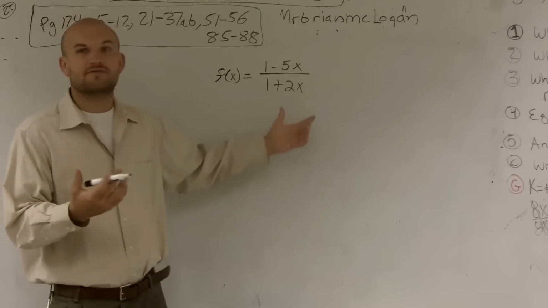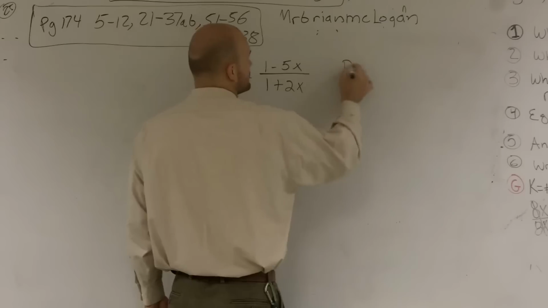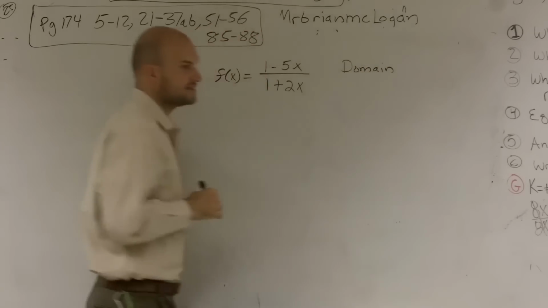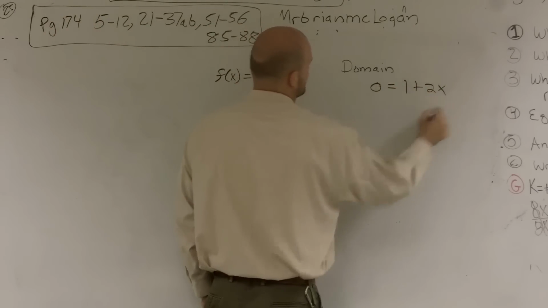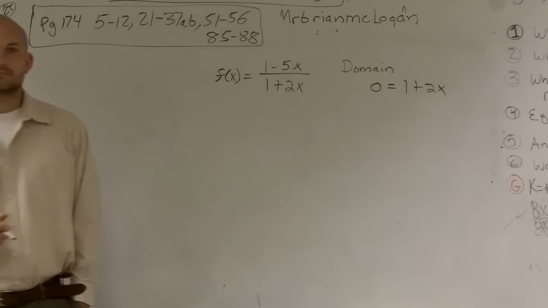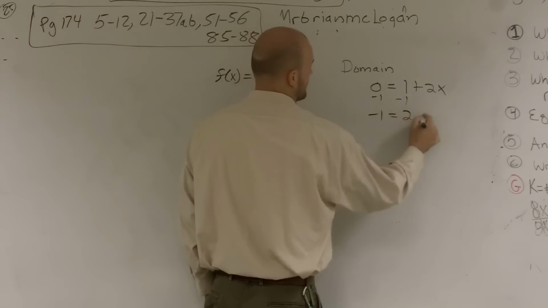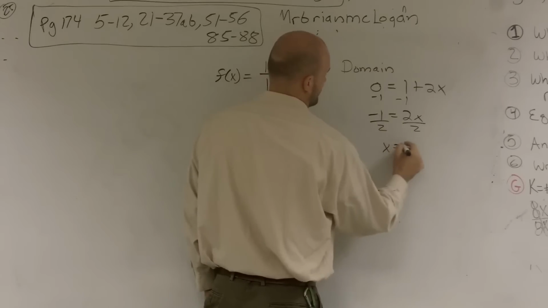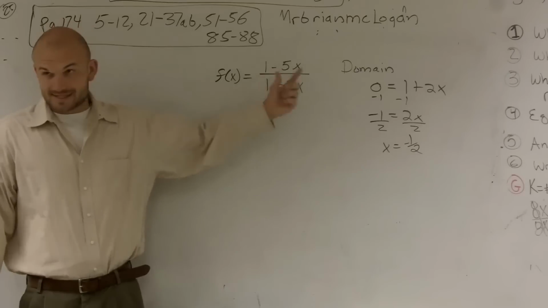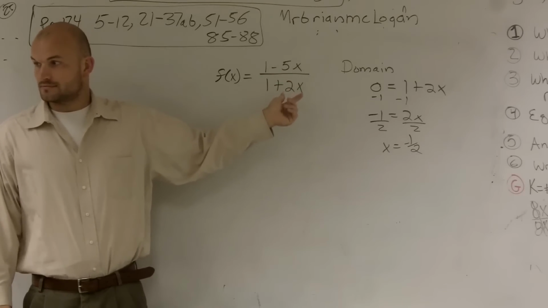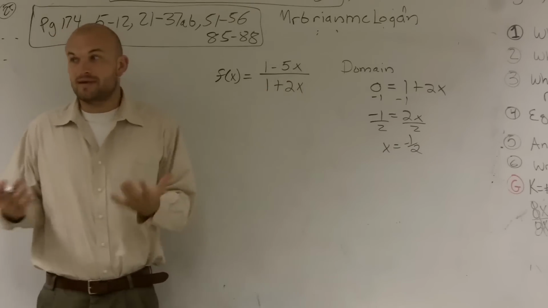So let's figure out what values will give us 0 on the bottom. To find the domain, I'm going to find the zeros of my denominator. So I say 0 is equal to 1 plus 2x. I solve for x, subtracting 1 on both sides. So when I plug in the number -1/2 into x, I get 0 on the bottom. Meaning, we cannot do that.